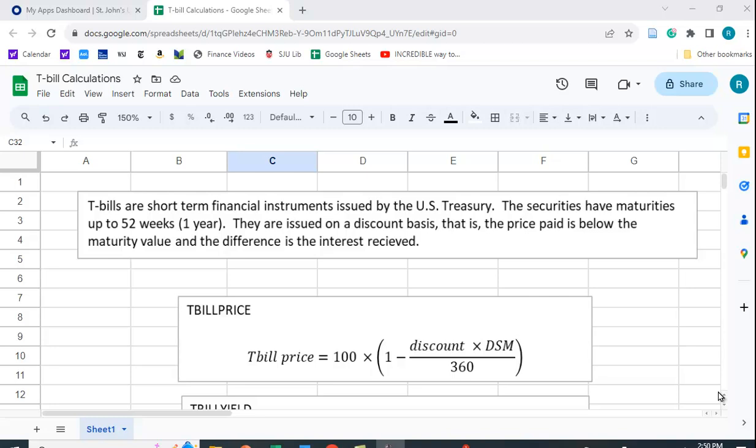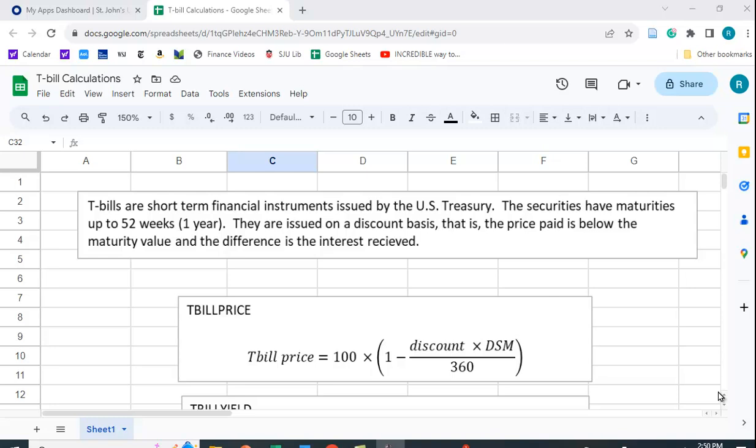Let's take a look at how we can do some calculations on treasury bills in Google Sheets. So the US Treasury issues a number of different securities to finance the US government. And the terminology they use is based on the original maturity. So the shortest term securities they issue are treasury bills, and those mature in up to 52 weeks or 1 year.